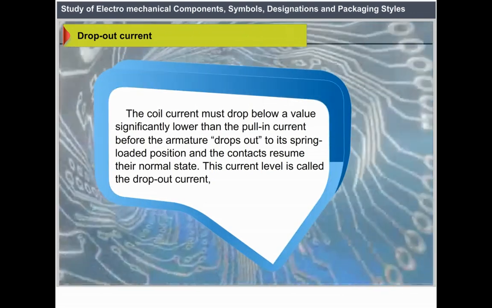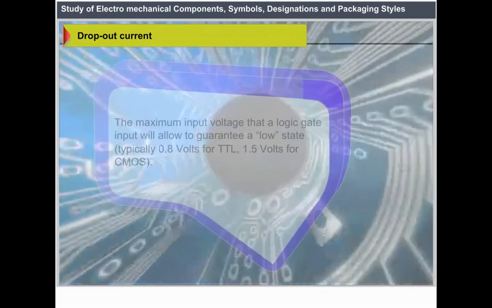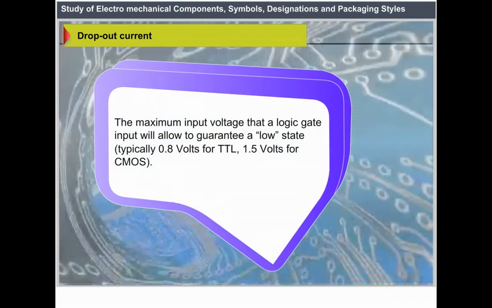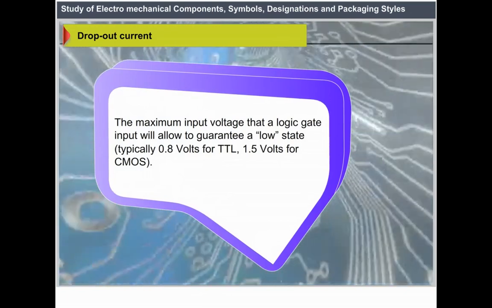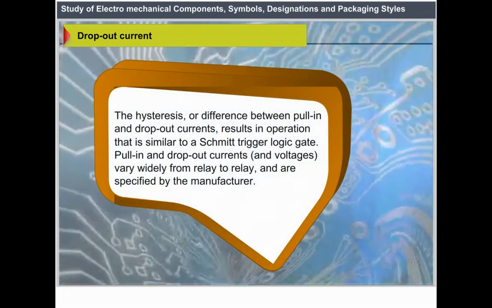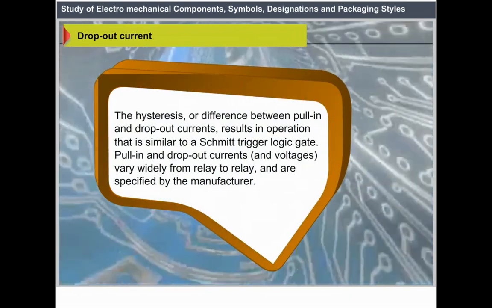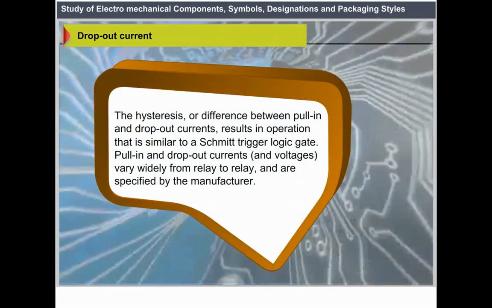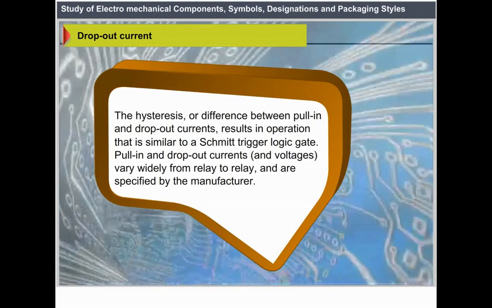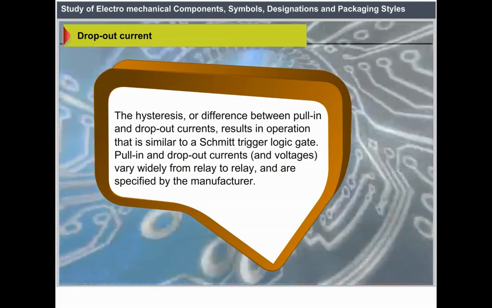This current level is called the dropout current, and it is analogous to the maximum input voltage that a logic gate input will allow to guarantee a low state, typically 0.8 volts for TTL and 1.5 volts for CMOS. The hysteresis, or difference between pull-in and dropout currents, results in operation that is similar to a Schmitt trigger logic gate. Pull-in and dropout currents and voltages vary widely from relay to relay and are specified by the manufacturer.